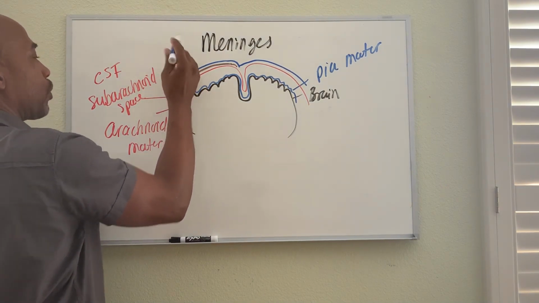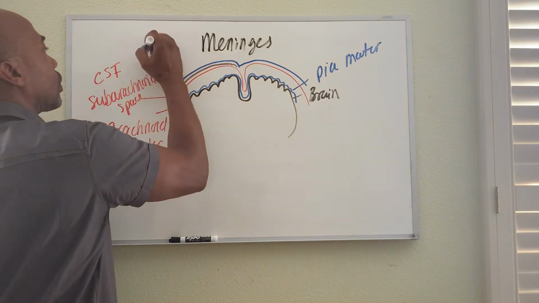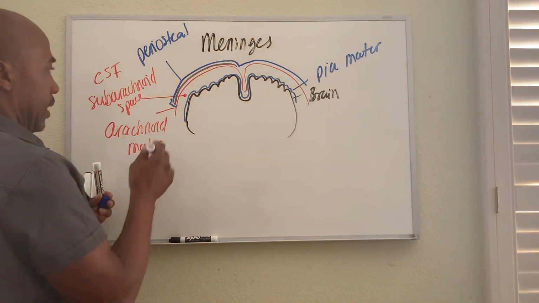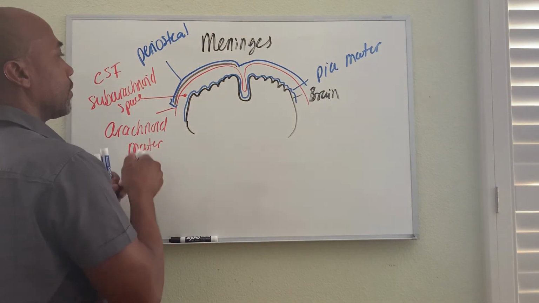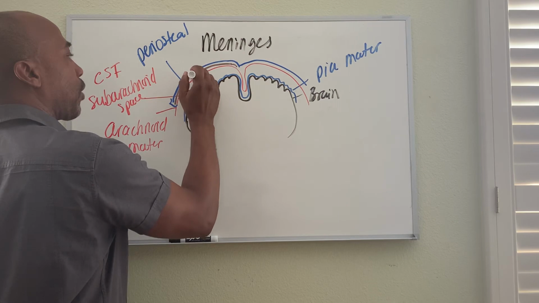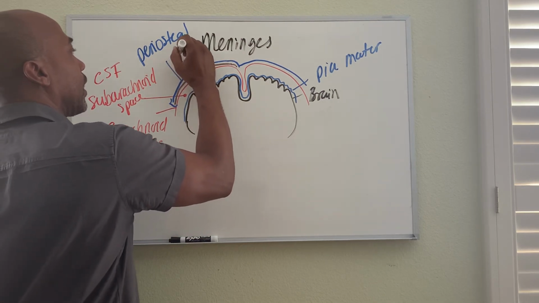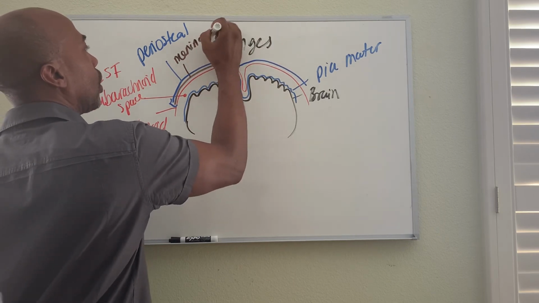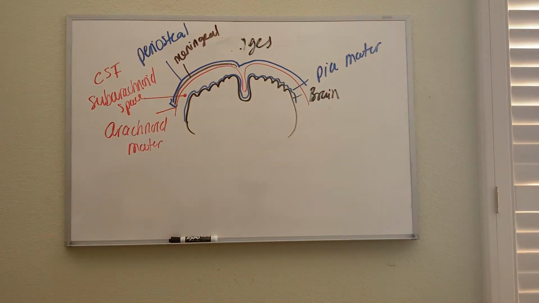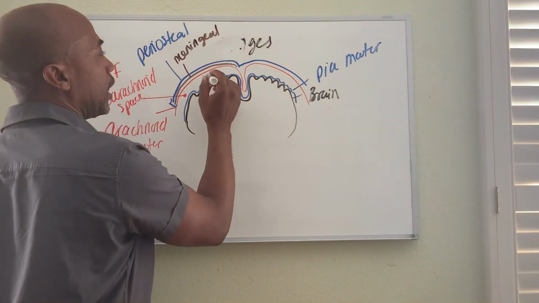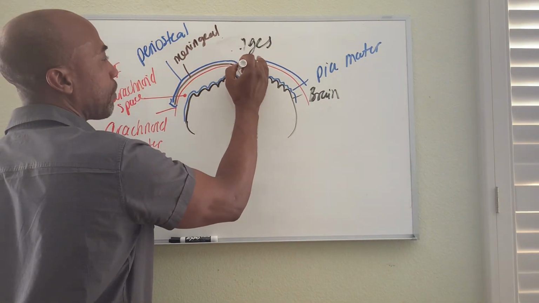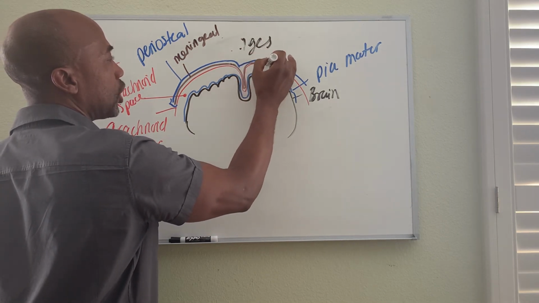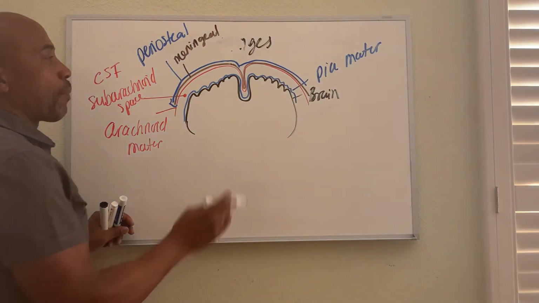The outermost layer, which sits next to the skull, is called the periosteal dura mater. The deeper one, that's next to the arachnoid mater, is called the meningeal layer, the meningeal dura mater. Those 2 layers there. And in some areas, the meningeal dura mater will separate from the periosteal dura mater, and that separation creates pockets.